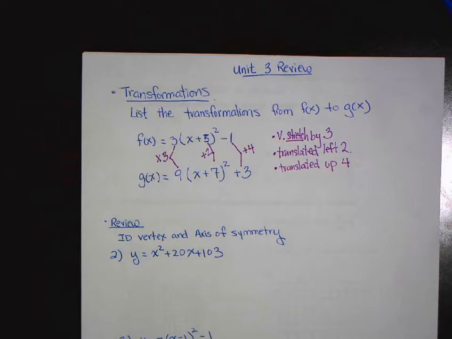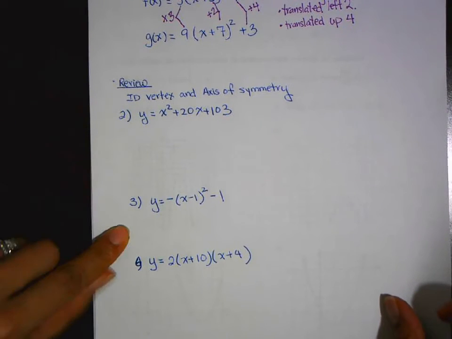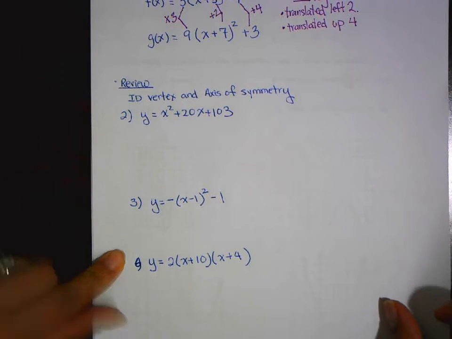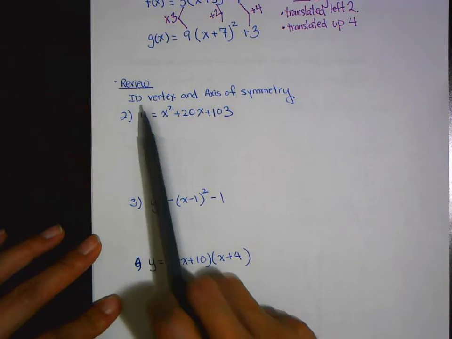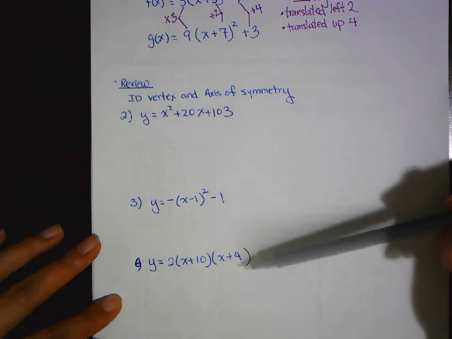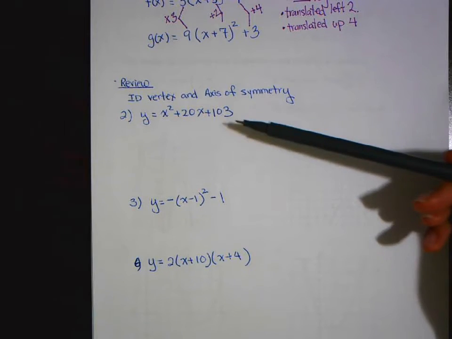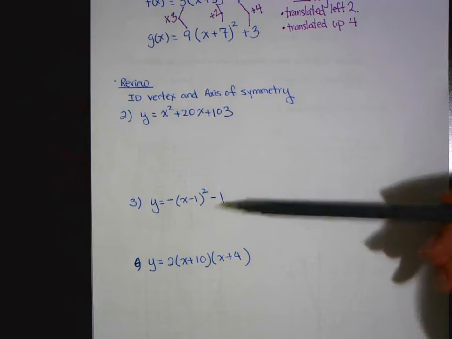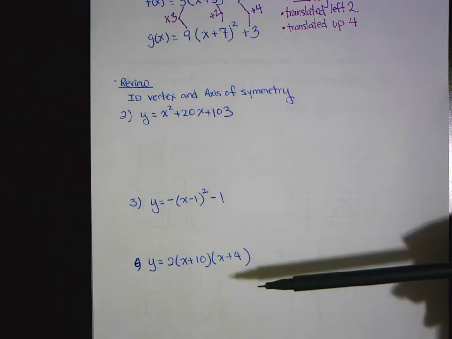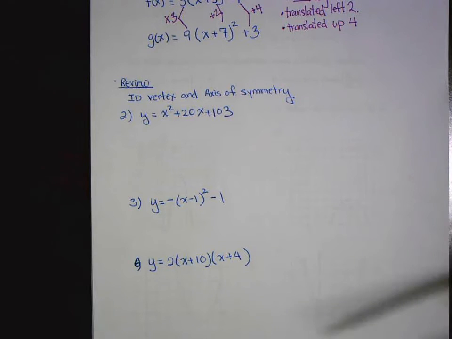Now, keep looking. The next 3 problems are going to be from our review sheet. I'm going to look at problem number 2, problem number 3, and problem number 6 on the review sheet. All 3 of these ask you to identify the vertex and the axis of symmetry. The reason why I chose these 3 is because the first one, number 2, is in standard form, the second one is in vertex form, and the third one is in x-intercept form. So there are different ways to find the axis of symmetry and vertex in each of those forms.